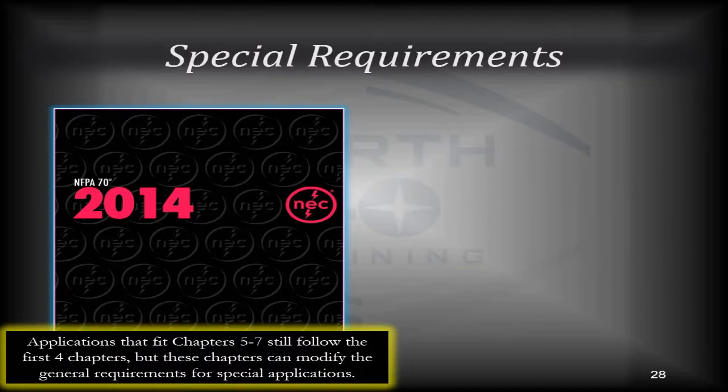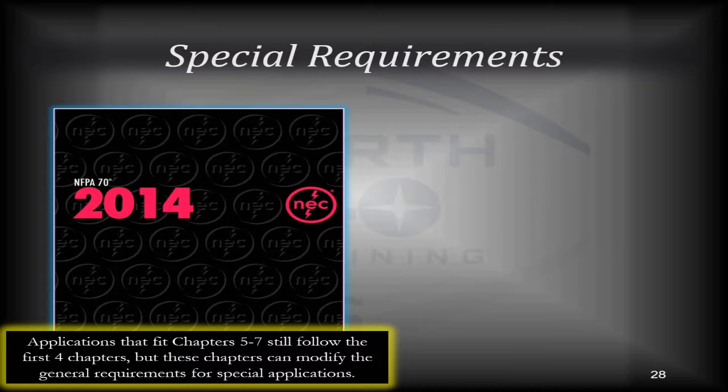Special requirements are the next section. Okay, these are applications that are going to fit in chapters 5 through 7. They're still going to follow all of the requirements in the first 4 chapters. However, chapters 5 through 7 may alter what was said in the first 4 chapters, which would make them, chapters 5 through 7, take precedence in the altered state because they're designed to be something special.